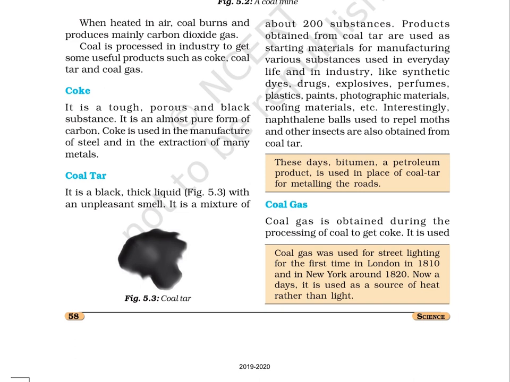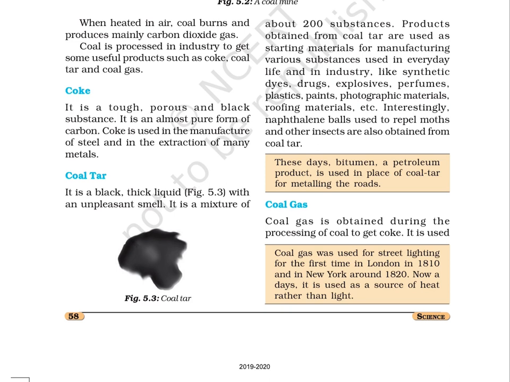Coke is used in the manufacture of steel and in the extraction of many metals. Coal tar. It is a black, thick liquid, as shown in figure 5.3, with an unpleasant smell. Figure 5.3. Coal tar. Coal tar is a mixture of about 200 substances.